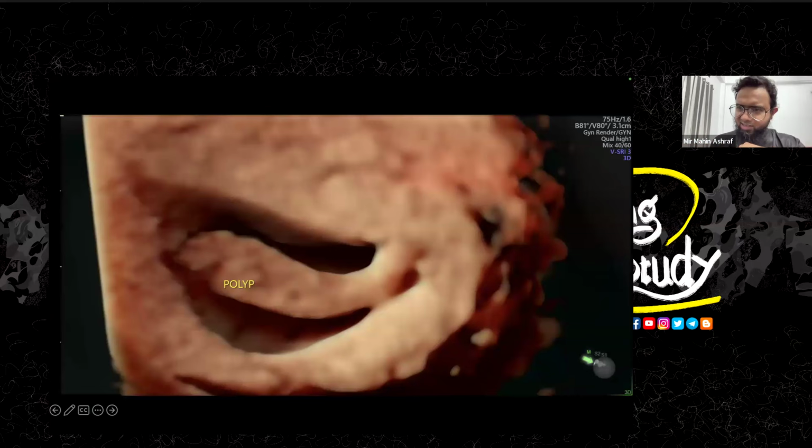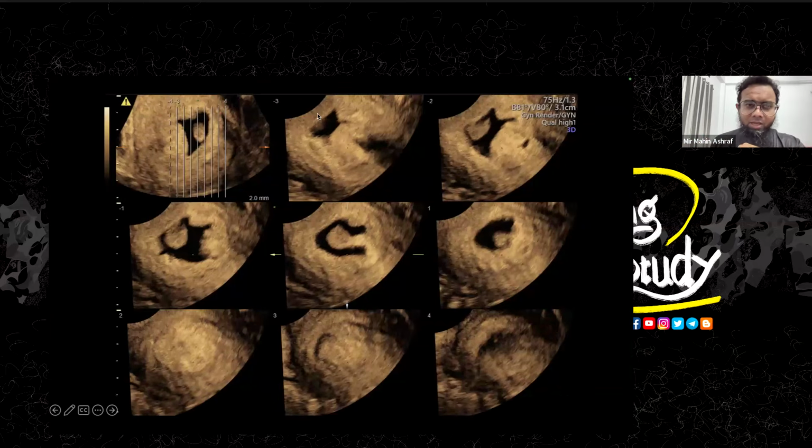So the end result was like this. So if you report a picture like this, there will be no confusion for the clinician. So this was an endometrial polyp. You can also show it in a multiplanar section, and this polyp was shown like this. You can see this is a polypoid lesion coming from the endometrial wall.